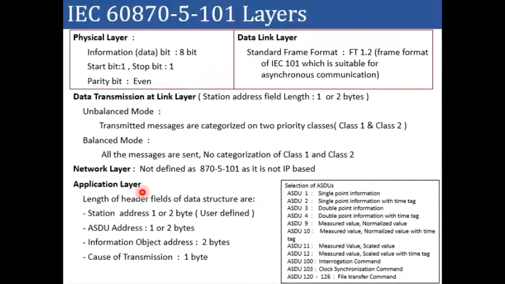At the application layer, the length of header fields for data structures are as follows. We have station address of around 1 to 2 bytes, which is user defined. ASDU address is 1 to 2 bytes. Information object address is 2 bytes, and cause of transmission contains 1 byte. There are various ASDUs which are utilized for the data communication. Say ASDU 1 is for single point information, ASDU 2 is for single point information with time tag, and so on.